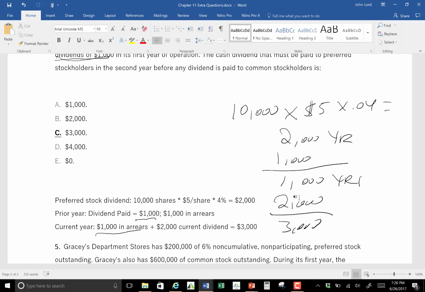It accumulates until it is declared. They have no rights. It can continue to accumulate forever. And if it's never declared, then it's never going to be paid to them. They'd have to pay $2,000 times 100 years before they could pay anything out to the common shareholders. By then, they would all be dead, though. And that would be a very poor investment. Okay?